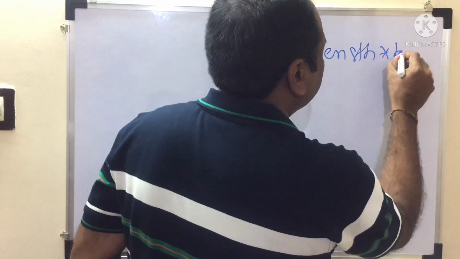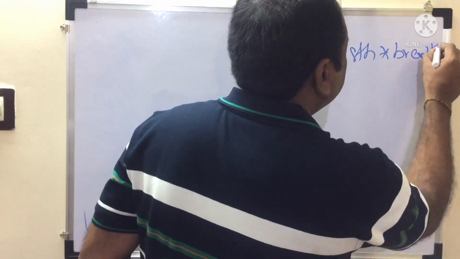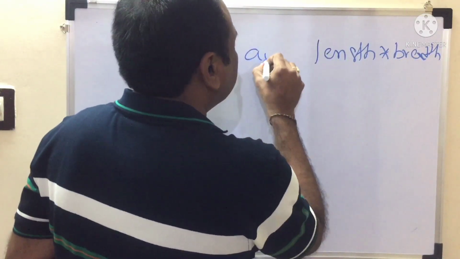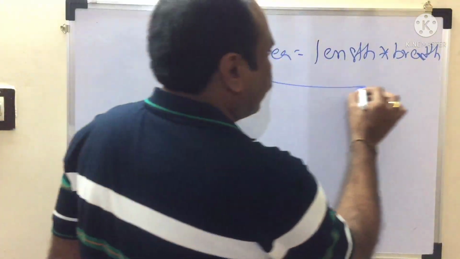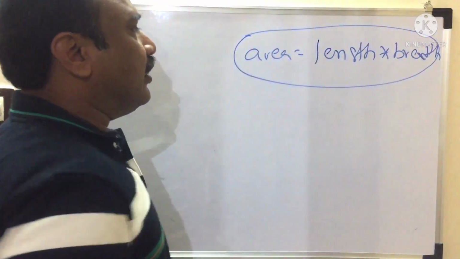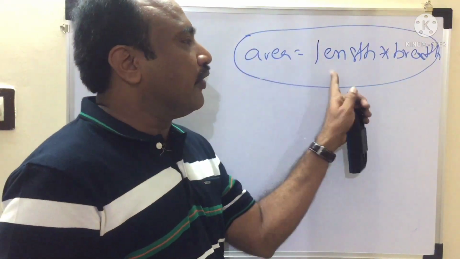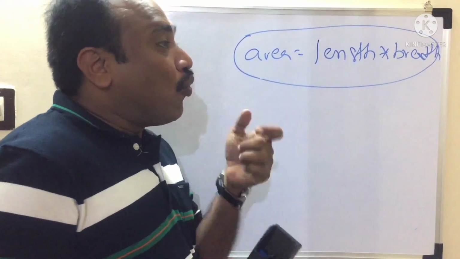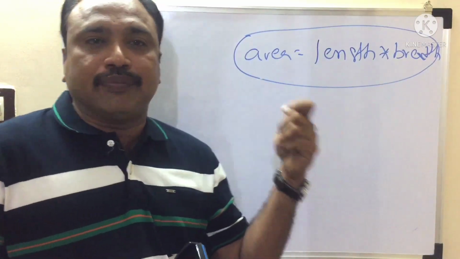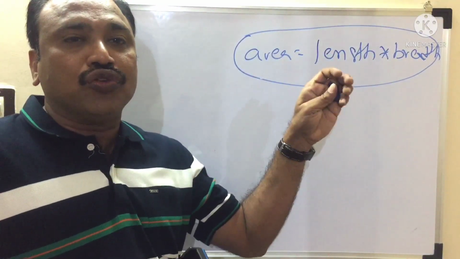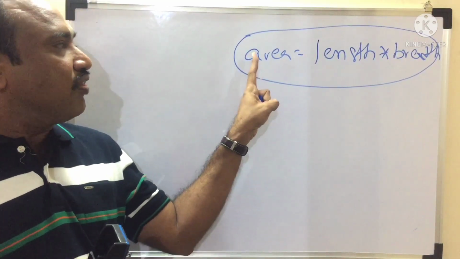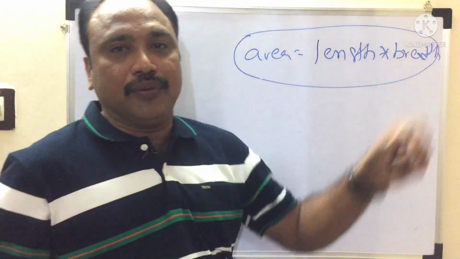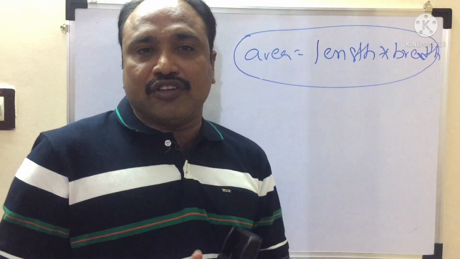We have to provide the length value and the breadth value. To write this program, first of all you should know the formula: area equals length into breadth. What values do we have to accept as input? Where do I have to store the result? In this formula, how many values are there? Three: 1, 2, 3. Which ones do I have to accept as input?